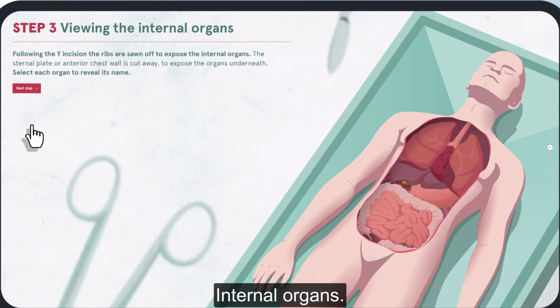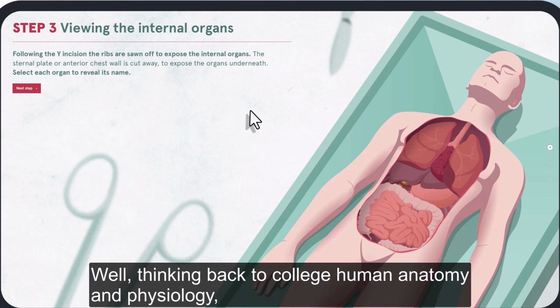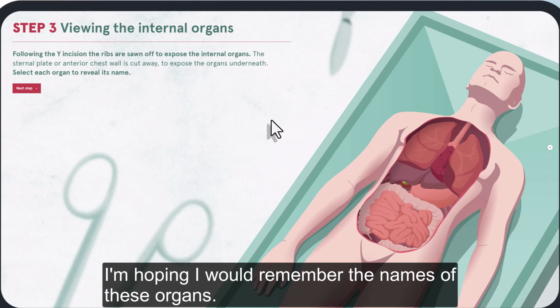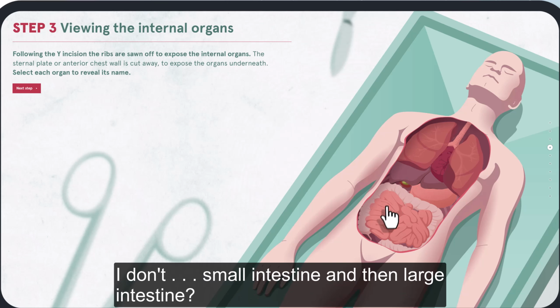Internal organs. Viewing the internal organs. Following the Y incision, the ribs are sawn off to expose the internal organs. The sternal plate or anterior chest wall is cut away to expose the organs underneath. Select each organ to reveal its name. Well, thinking back to college human anatomy and physiology, I'm hoping I would remember the names of these organs. Should have lungs, heart, liver, stomach. I don't. Small intestine and then large intestine.